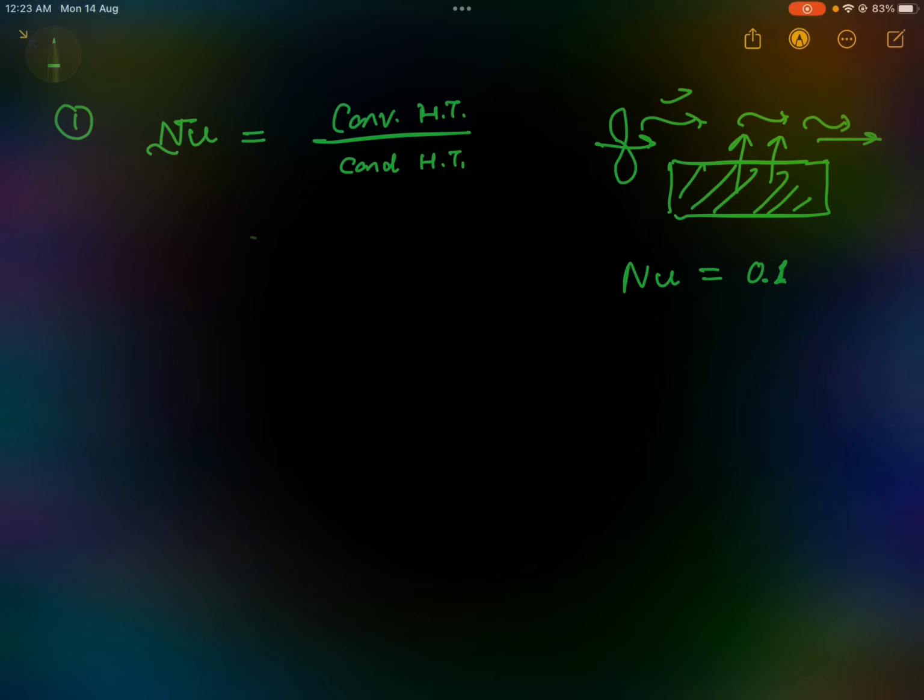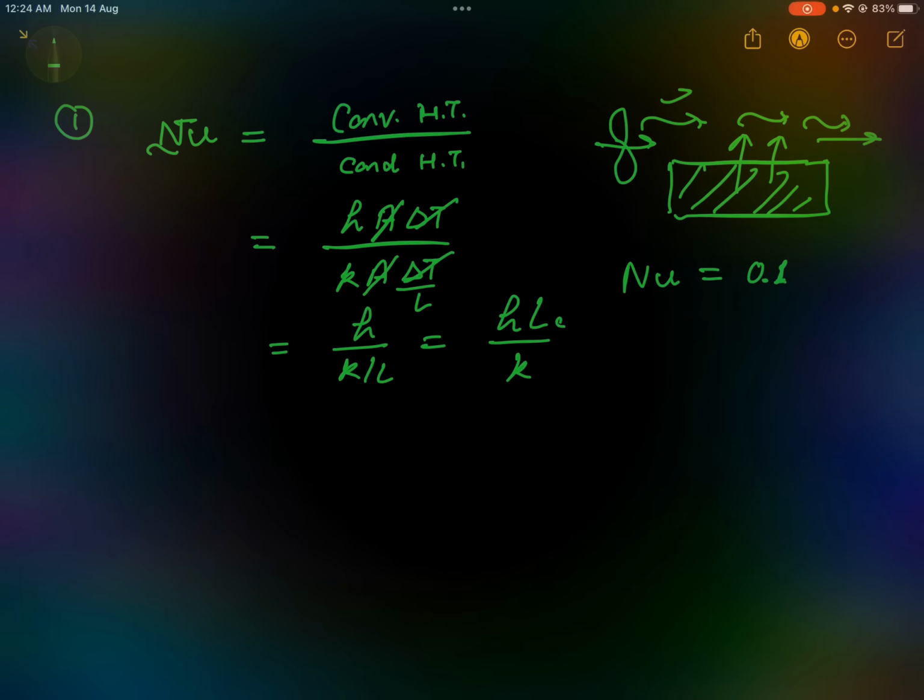Here we can derive it like that. Because it is the convection heat transfer, it can be written as h A delta T, and conduction heat transfer we can write as k A delta T upon L. Then A can be cancelled out, delta T can be cancelled out, so we can say that it is the ratio of h upon k upon L, or we can say that it is h L upon k, where L is the characteristic length.